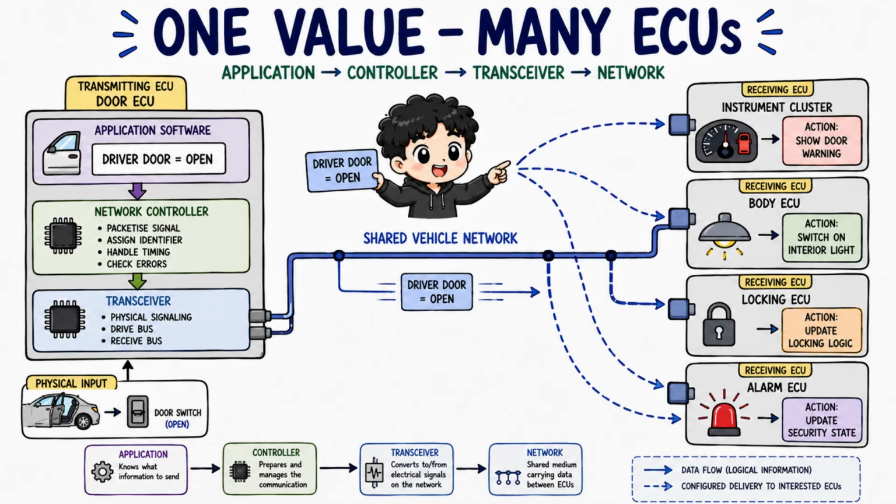The driver door message now enters the vehicle network. Several connected ECUs may physically observe the transmission, but each receiver processes only the information relevant to its configured function. The instrument cluster uses the status to display a warning. The body controller uses it to operate the interior light. The locking or alarm controller uses it as one condition in its own state logic. One transmitted value can therefore support several vehicle functions without separate communication wires to every consumer.